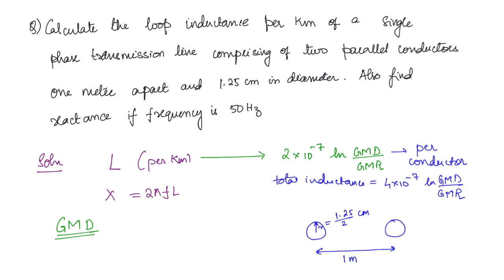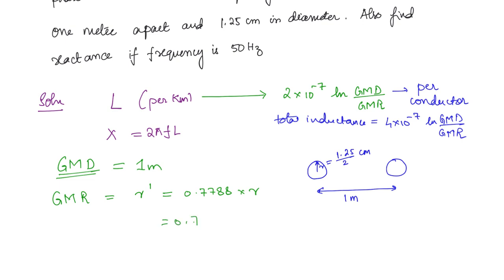So the GMD of each conductor will be, for this conductor it is going to be the distance from this conductor to the other conductor, which is nothing but 1 meter. So GMD is equal to 1 meter. So this is the geometric mean distance. Now what about the geometric mean radius? This is going to be the self radius, right? So GMR is R dash. This is equal to 0.7788 into R. So this is 0.7788 into radius, which is 1.25 by 2. So this is going to be 0.486 centimeters you are going to get.